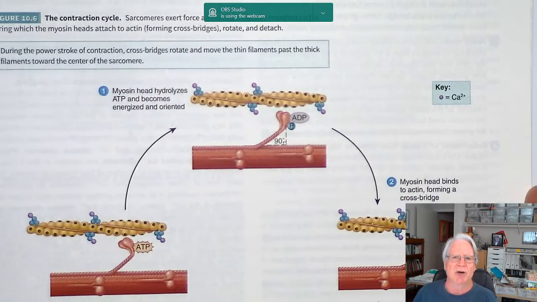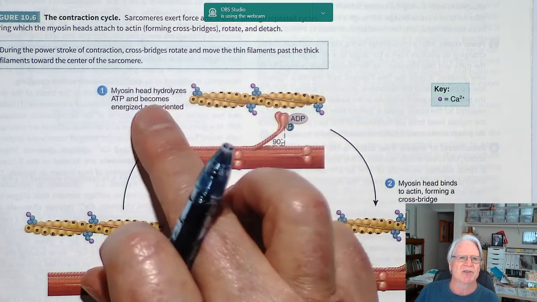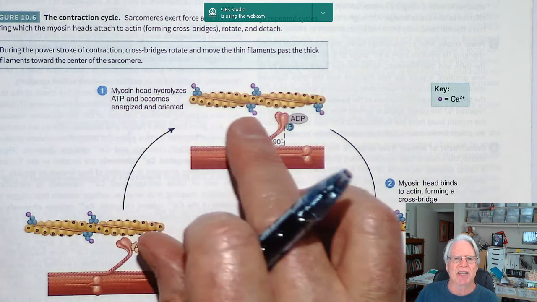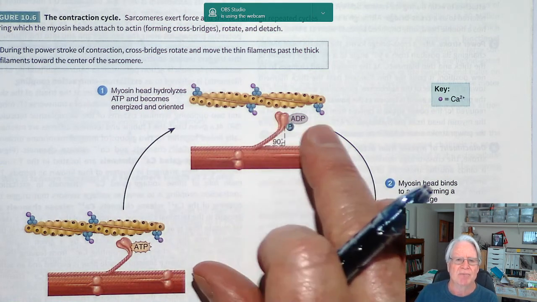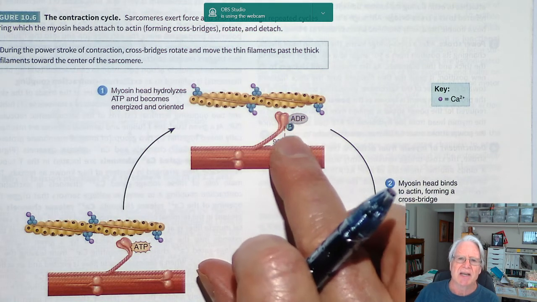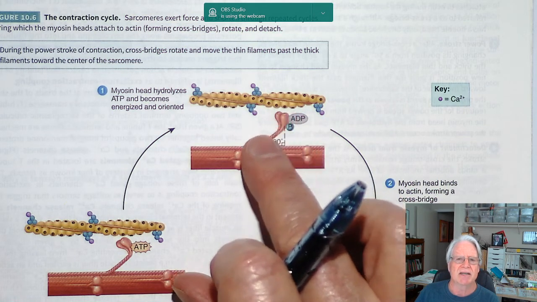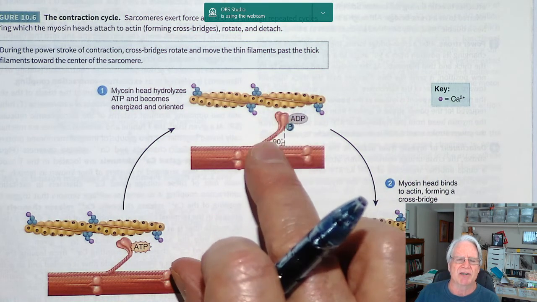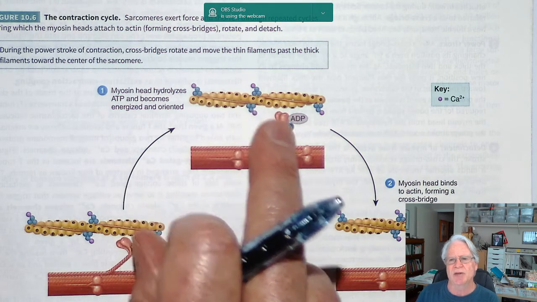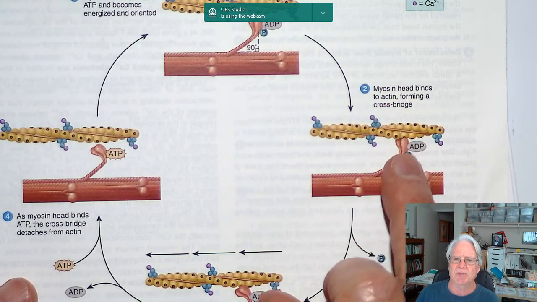So as you know, what's going to happen is we're going to take a molecule of ATP, hydrolyze that ATP molecule and transfer the energy into the myosin head. The ADP, adenosine diphosphate, and the phosphate group remain attached to that head. We have now an energized head, and as long as we have exposed binding sites, we can form the cross bridge. So the myosin head binds to actin, forming the cross bridge.